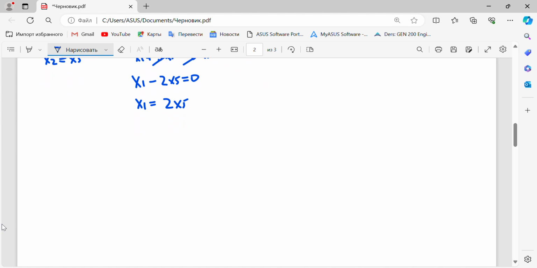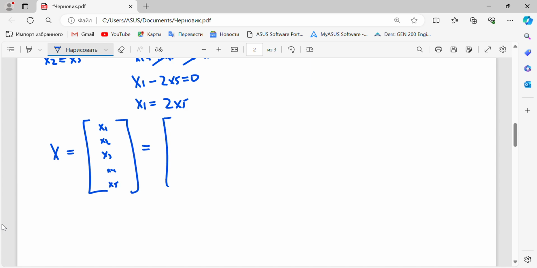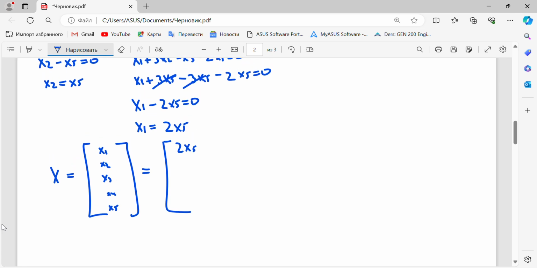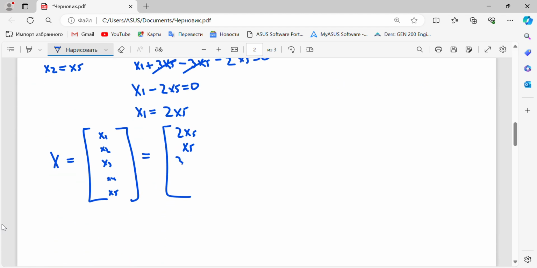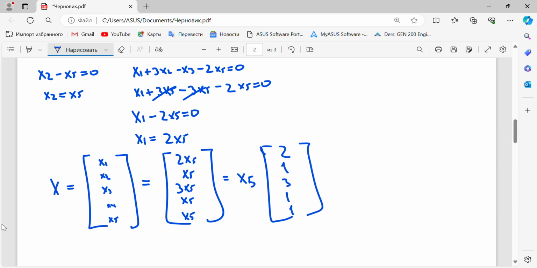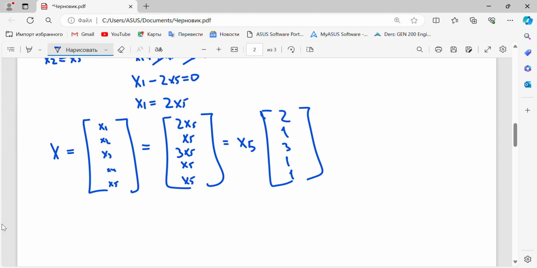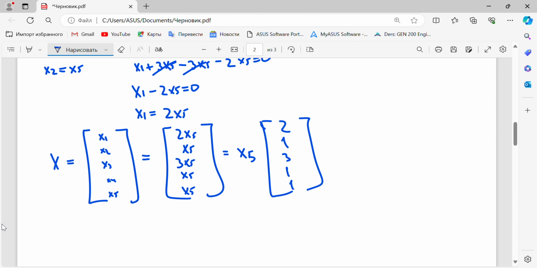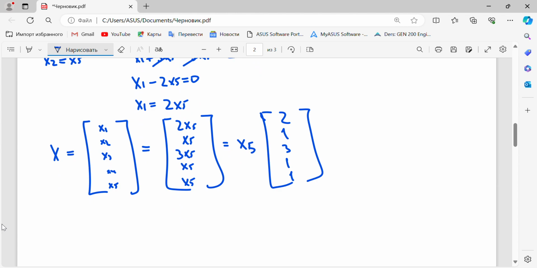Let's write the matrix for the x variable. There are 5 components. So x1 is 2x5, x2 is x5, x3 was 3x5, x4 was x5, and x5 is just a free variable. Let's take out x5 from the matrix and see its corresponding coefficients. That's not our conclusion yet. So let's just imagine what if x5 is just 1. Let's put x5 as 1.